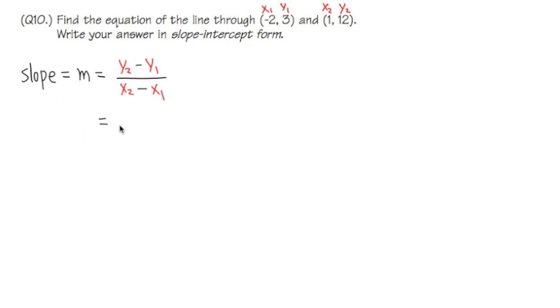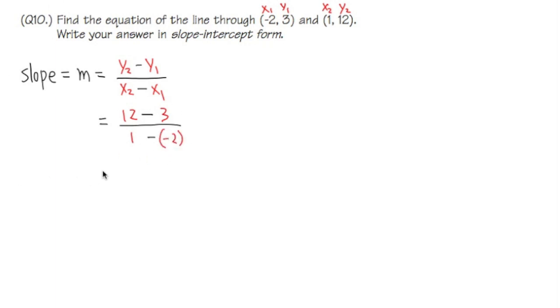The slope is going to be y2, which, as we labeled it, is 12. We are going to subtract y1, which is 3. Then on the denominator, we have x2, and based on our labeling, x2 is equal to 1. So I have 1 subtract x1, and x1, be really careful with this, x1 is -2, so I'm subtracting -2 as follows.